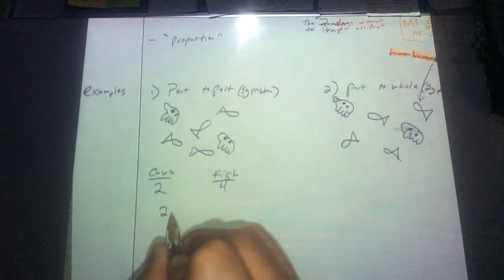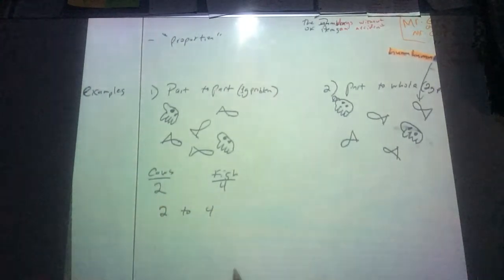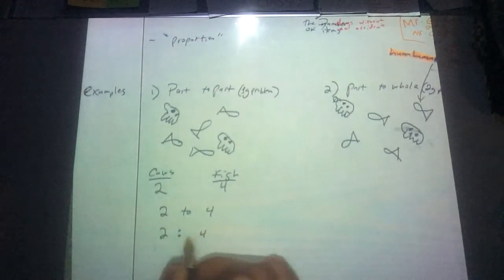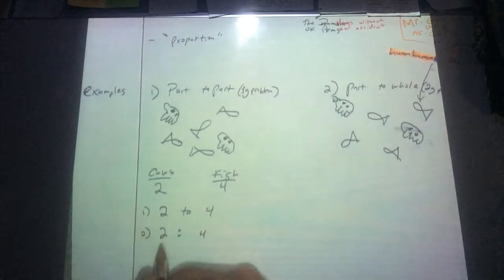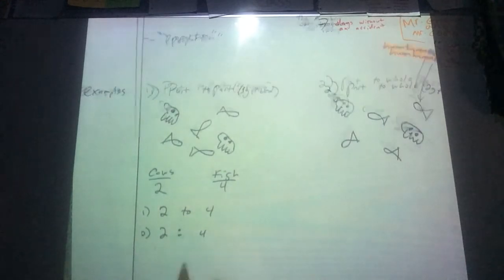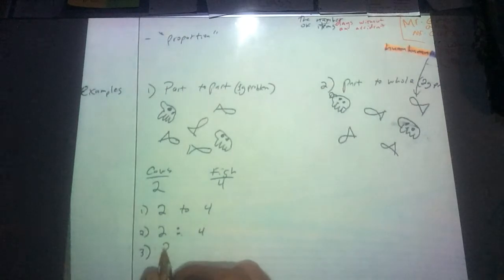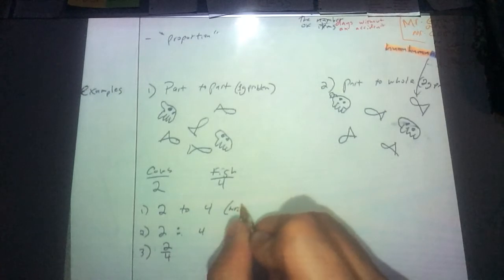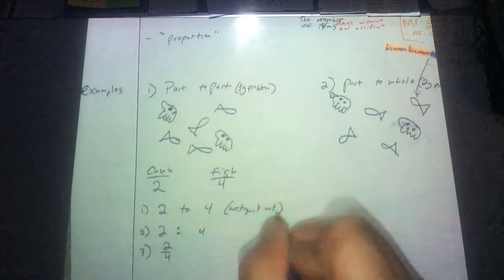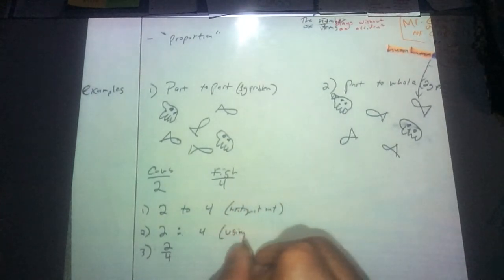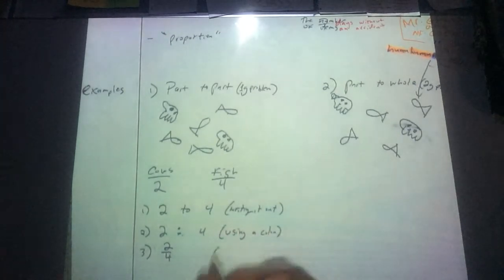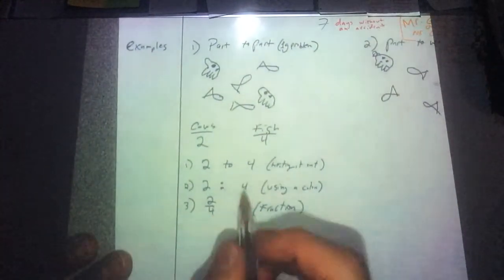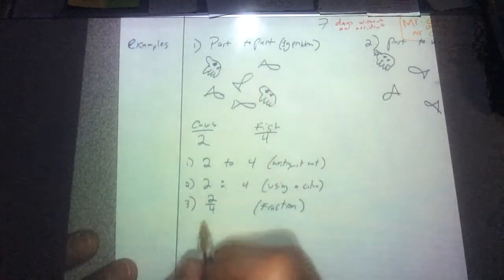You can write 2 to 4, like this. You can write it as 2:4, which means the same thing. And the last way is you can leave it as a fraction like this. So this way is writing it out, this way is using a colon, and this way is a fraction. The best way is fraction. I like fraction. Okay, but these are the three different ways. But it asks for the simplest form.